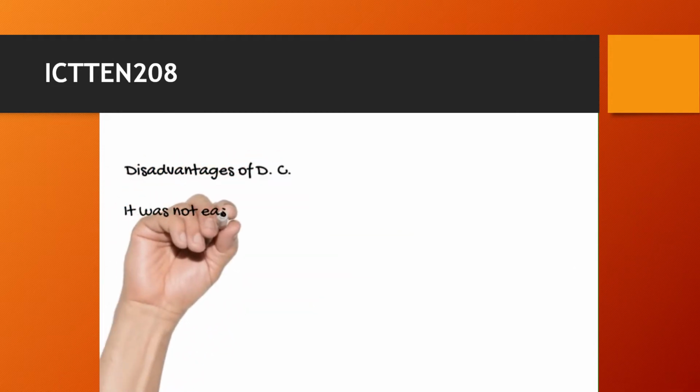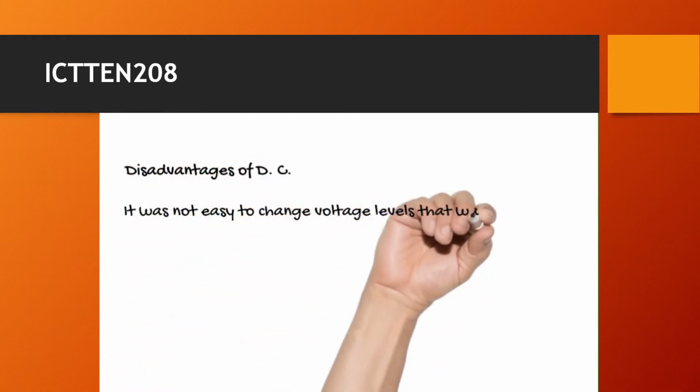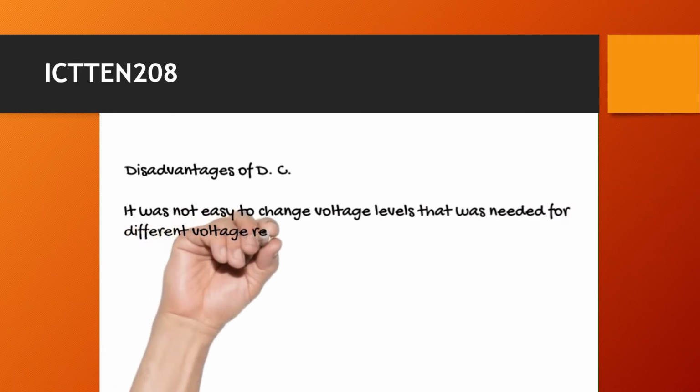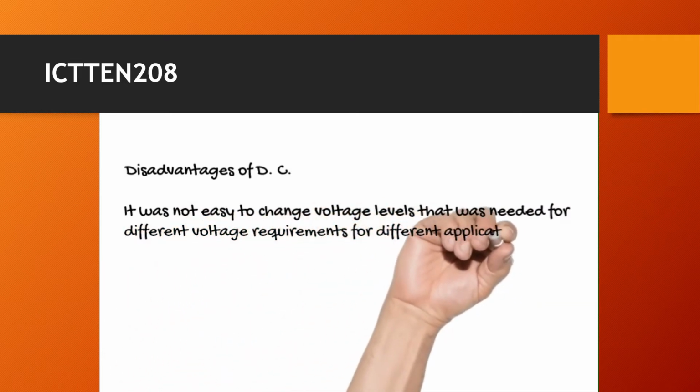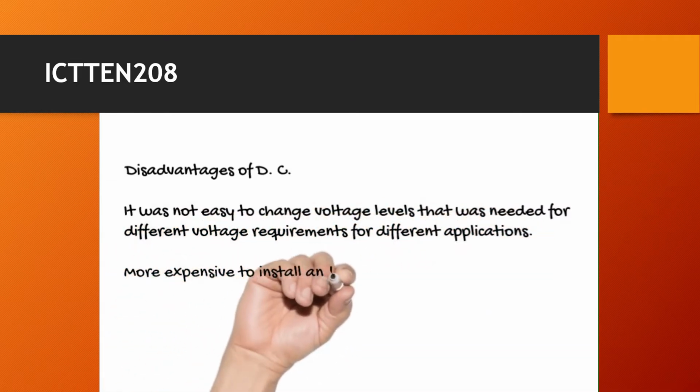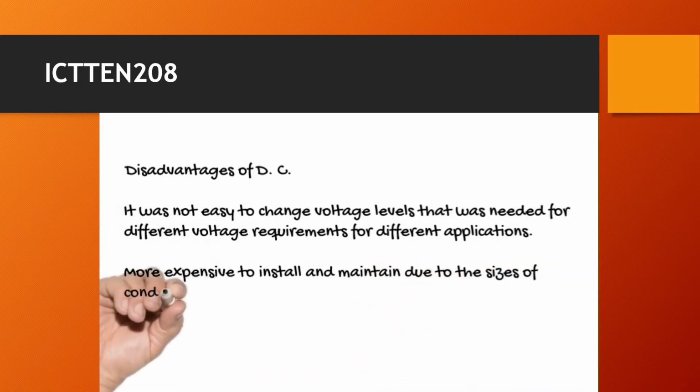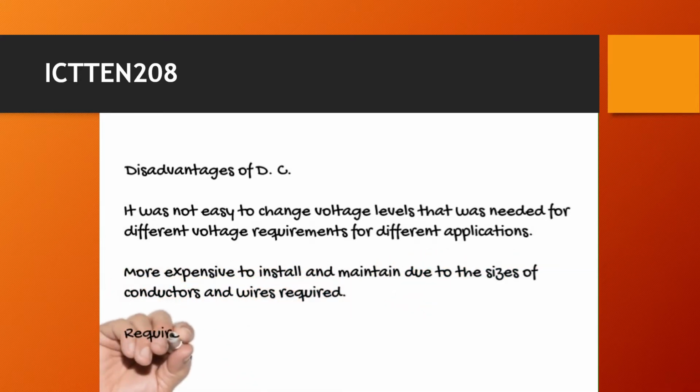Disadvantages of DC. It was not easy to change voltage levels, which was needed for different voltage requirements for different applications. It was more expensive to install and maintain due to the sizes of conductors and wires required. It required more generation plants.